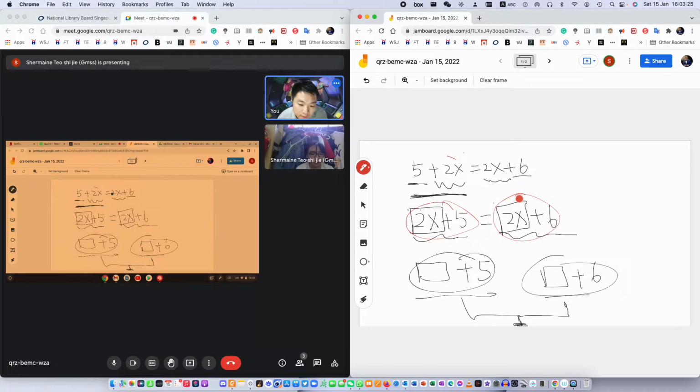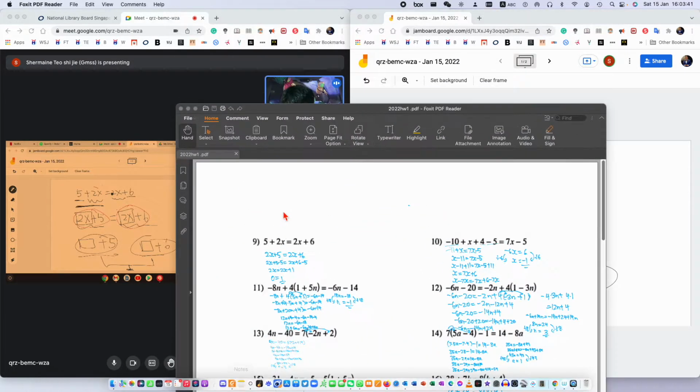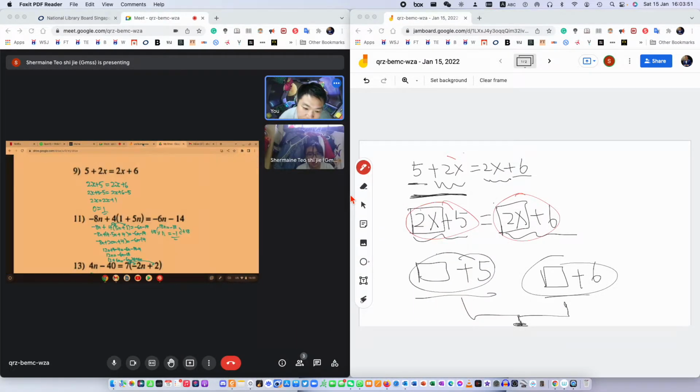Are you clear? Yeah. So basically you shouldn't even go ahead and solve it. You should just state, okay, this question does not make sense, or ask whether you somehow made a mistake somewhere. Let me look at the question. The question is 5 plus 2x equals 2x plus 6. Okay, never mind. It does not make sense. Okay, next question.